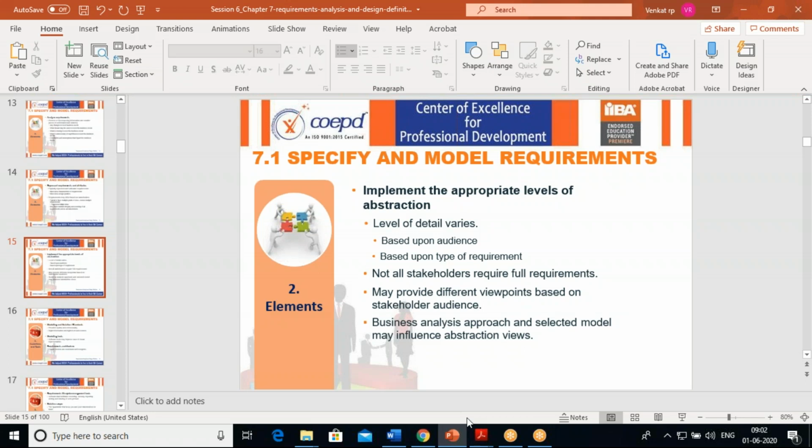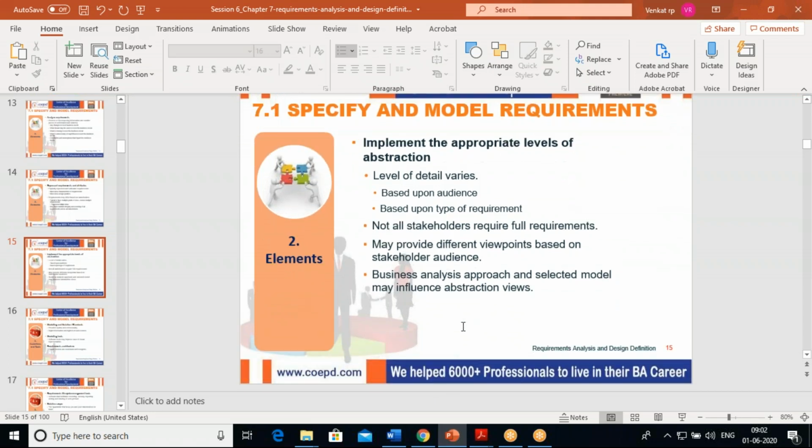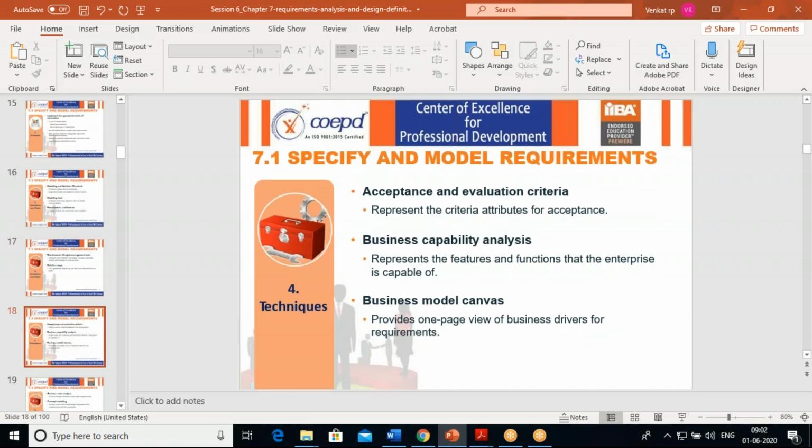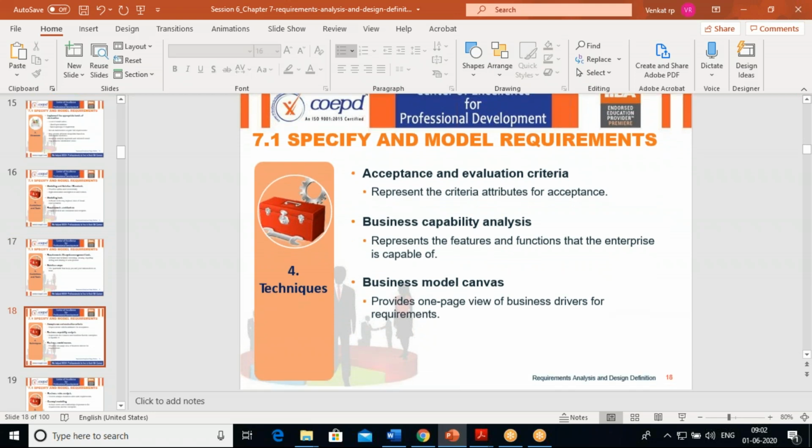And here our RACI matrix comes into the picture: responsible, accountable, consulted, informed. We will also understand at what levels of information we are going to provide it. So this is what we have in specify and model requirements. Then we have seen the guidelines and tools, and after that the techniques like acceptance and evaluation criteria. We will slowly understand where to apply these techniques.